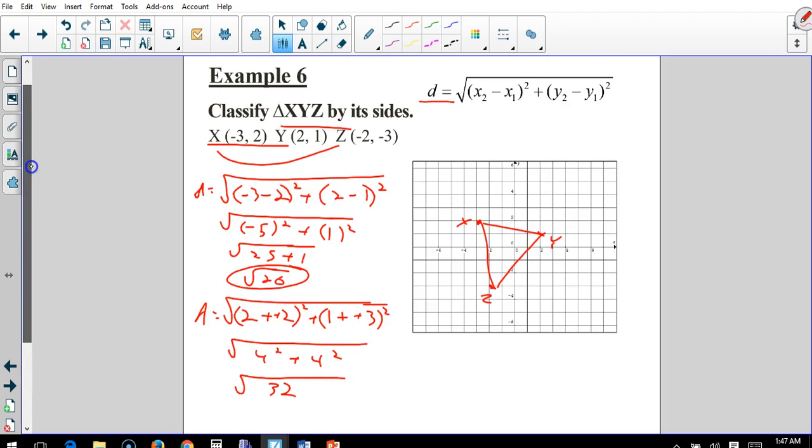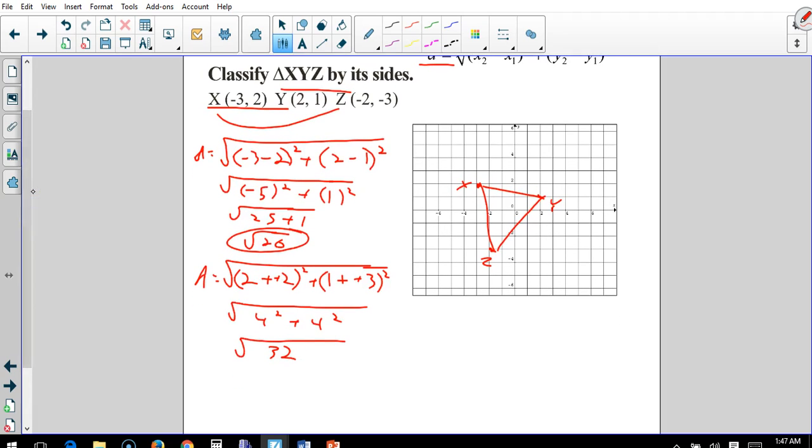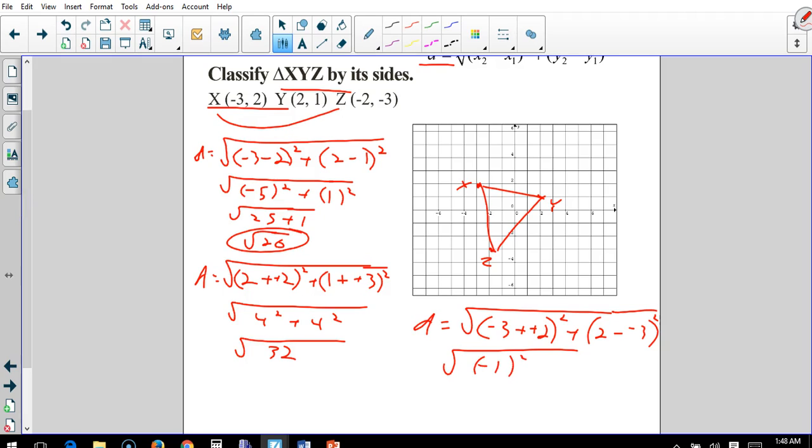And now I'm going to do xz. So negative 3 minus negative 2 squared plus 2 minus negative 3 squared. Well, that gives me, remember this becomes plus, negative 3 plus 2 is negative 1 squared, plus 5 squared. So that becomes 1 plus 25, which is 26.